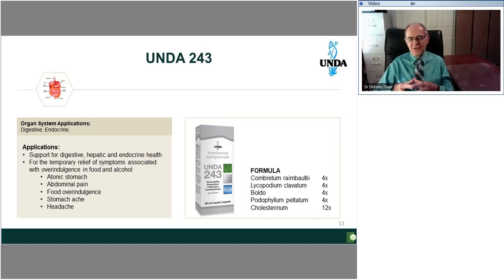Just as important is UNDA 243, and you see the difference in this remedy. Remember, it's in the bottom column of that chart we showed you earlier. There's no metal. This is only plants. Lycopodium, of course, is a moss.